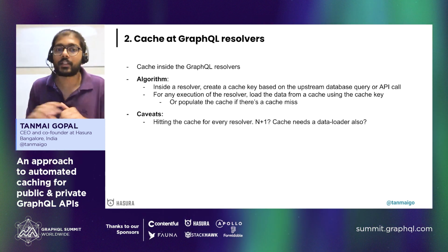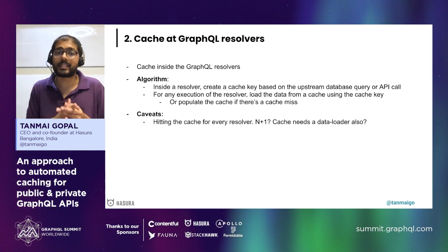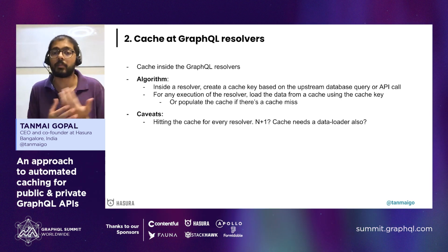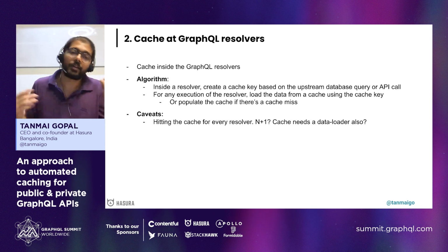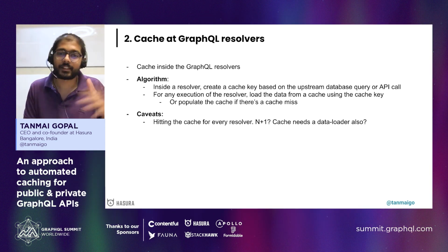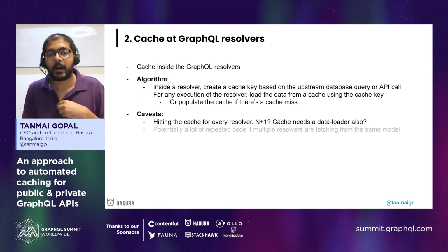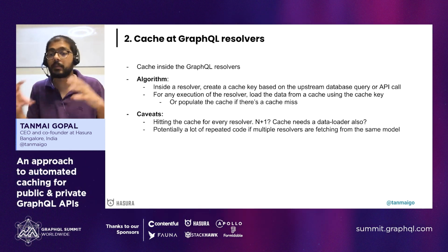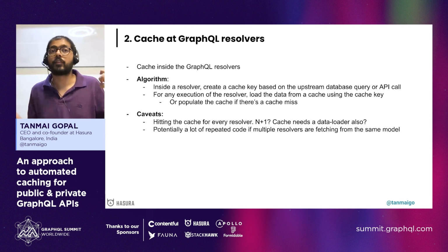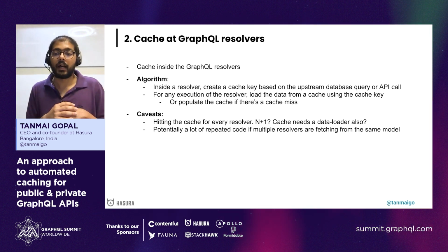In this case, the caveat is that you have to hit the cache for every resolver, which means that you run into an n+1 kind of problem potentially again. That means your caching system also needs a data loader. And now you're just like, this is a lot of work, right? Especially if you realize that these multiple resolvers are fetching data from the same model, right?